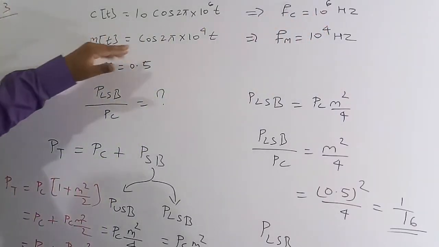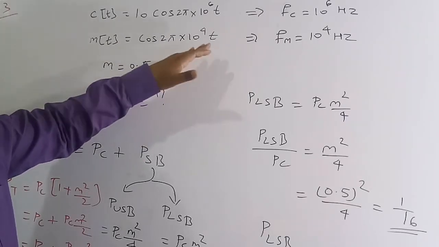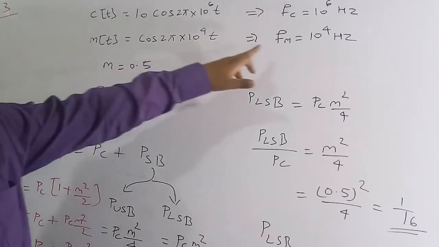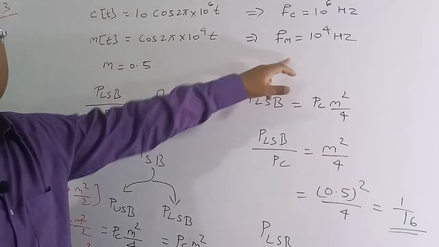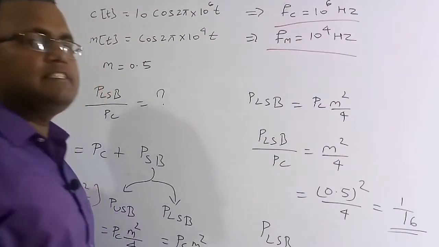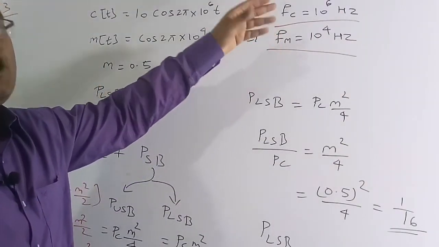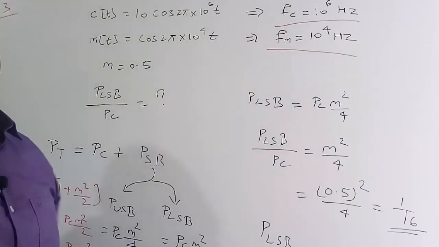The message signal waveform is cos 2 pi into 10 to the power of 4 t. So from this we are going to find the frequency of the message signal. So fm is equal to 10 to the power of 4 hertz. This is the frequency of the message signal and this is the frequency of the carrier signal. Always in amplitude modulation the carrier frequency is greater than the message signal frequency.